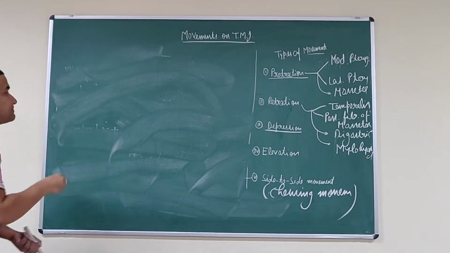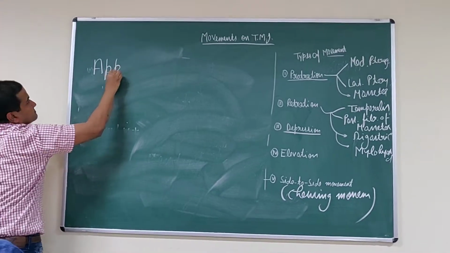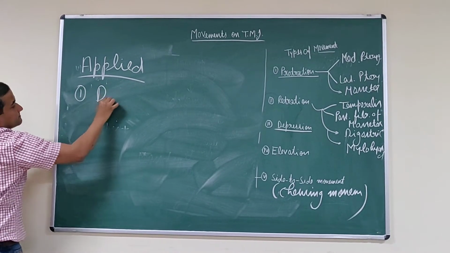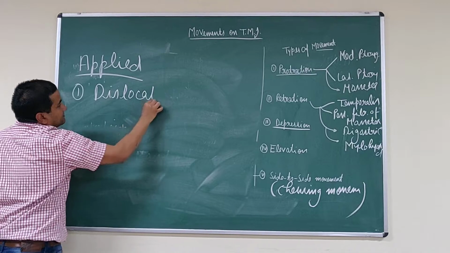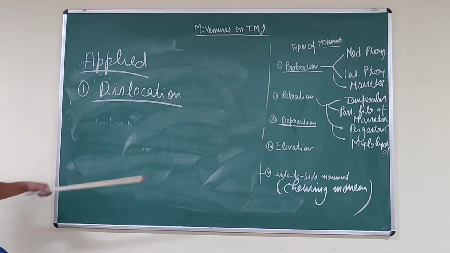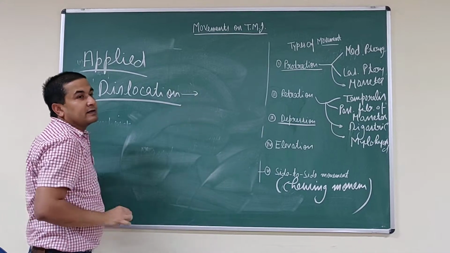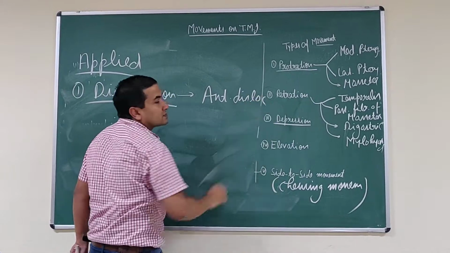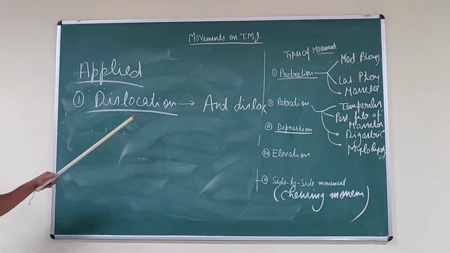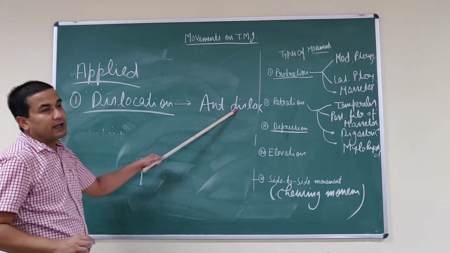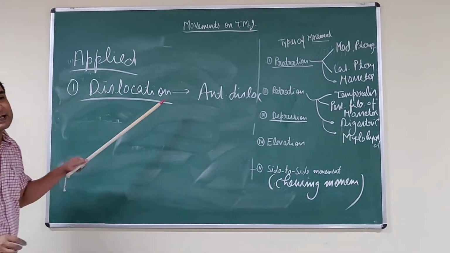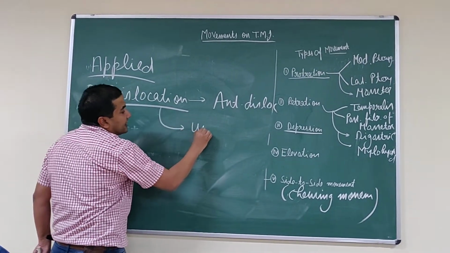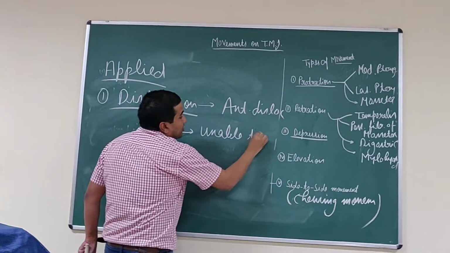Now we see the applied aspect. Then it is the dislocation. Dislocation of the temporomandibular joint is most commonly anterior. The head of the mandible crosses the articular eminence and comes under the infratemporal fossa region in the dislocation of the temporomandibular joint, and the individual is unable to close the mouth.